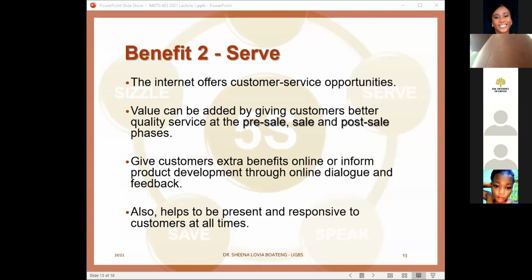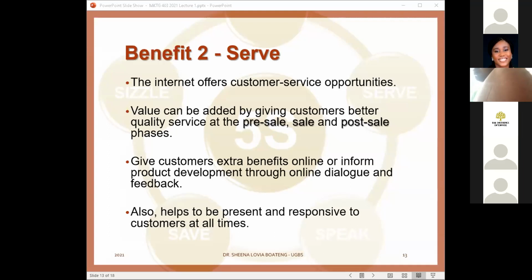So now let's talk about the post-sale stage. After the sale has been made, how can the internet be used to enhance service?